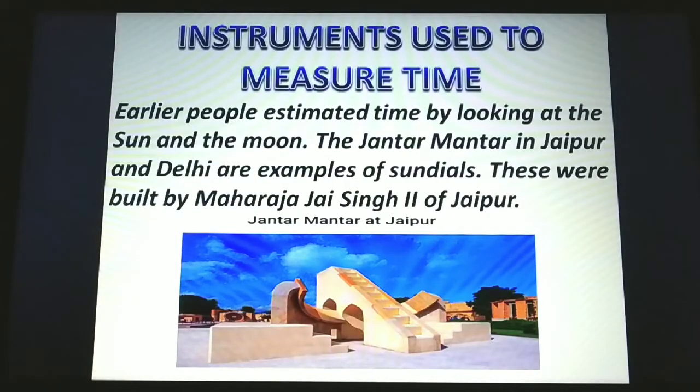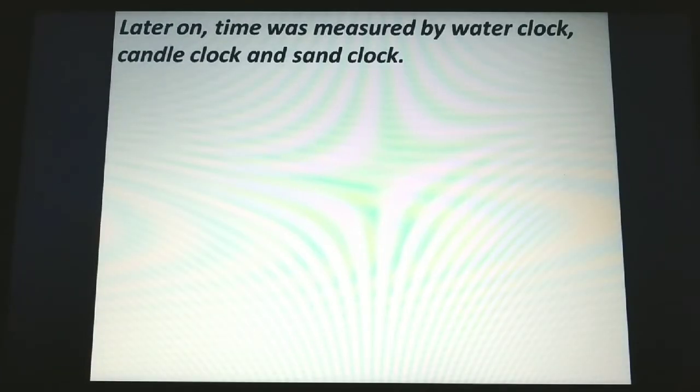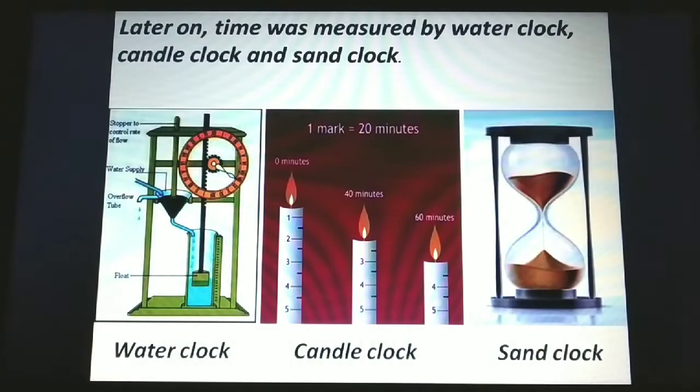Next we come to instruments used to measure time. Earlier, people estimated time by looking at the sun and the moon. The Jantar Mantar in Jaipur and Delhi are examples of sundials. These were built by Maharaja Jai Singh II of Jaipur. Below you can see a picture of Jantar Mantar at Jaipur. Later on, time was measured by water clock, candle clock and sand clock. You can see the pictures of the three types of clocks.